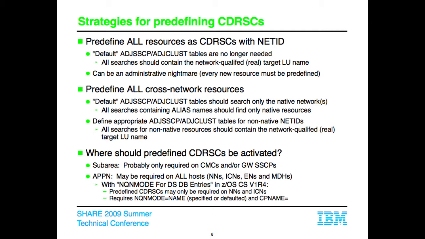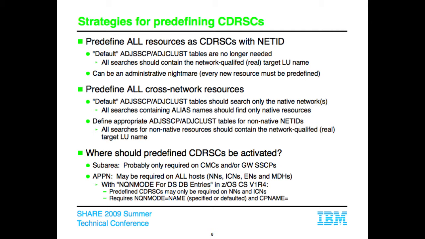Now, in order to be able to preload the directory services database with this information, you have to code two operands on the CDRSC, or at least have them default via start option. The first one is NQN mode equals name, which basically means I'm predefining it by name and net ID, but this is the only resource that should be findable by just the 8-character name.